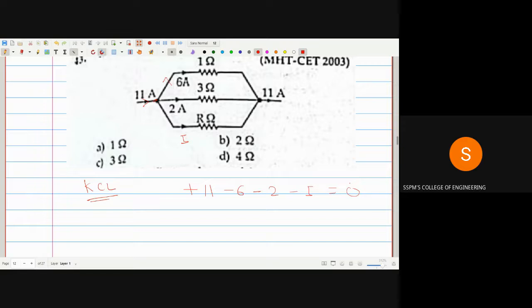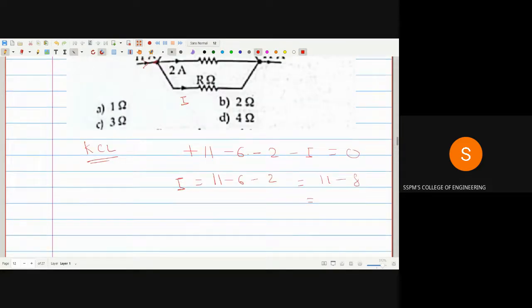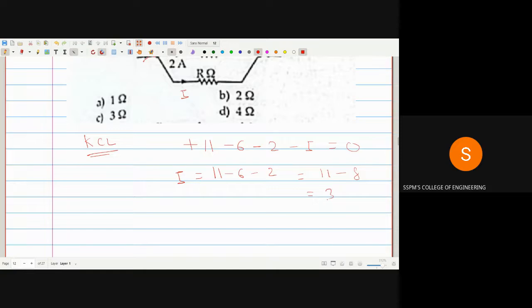Here the concept of law of conservation of energy is used. The sum of the current at the junction is equal to 0. The energy is neither created nor destroyed. It transfers from one point to another point, and the form of the energy may be changed. Isn't it? So I is equal to 11 minus 6 minus 2, that is 11 minus 8. What is 11 minus 8? 11 minus 8 is 3.